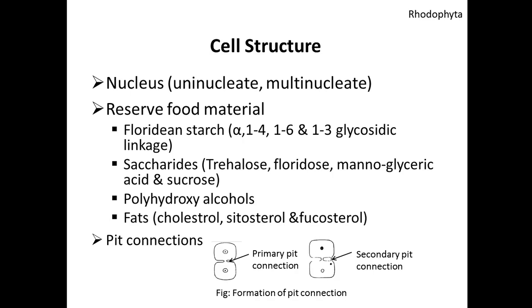Now, pit connections are also present in cell structure of Rhodophyta. Cells of siphon are found interconnected by pit connections. Pit connections are the thin portions in the cell wall that adjacent cells can communicate or exchange fluid. So pit connections are characteristic to red algae. Pit connections may be primary pit connections that occur between central and pericentral siphons. Secondary pit connections may establish between overlying pericentrals. You can see primary and secondary pit connections in the diagram shown on the slide.